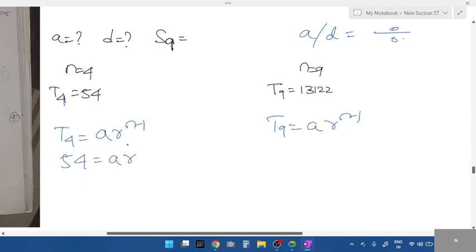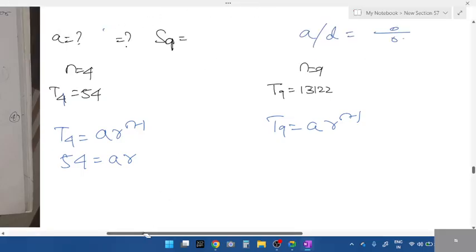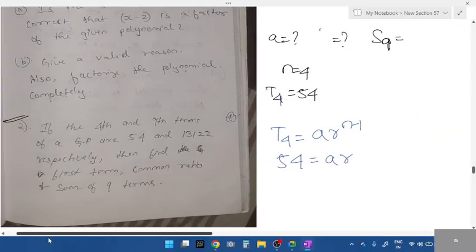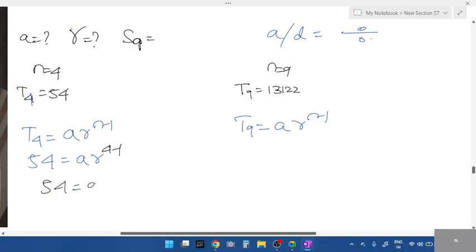if A is not given, even R will not be given. We need to find R, the common ratio, not difference, for GP. Okay, common ratio. R^(n minus 1), n is 4, 4 minus 1. 54 is equals to AR^3.